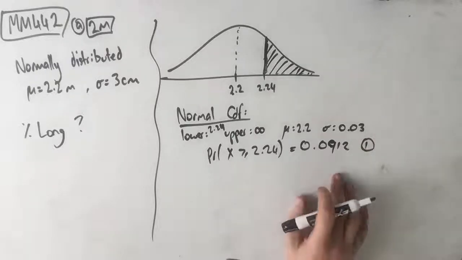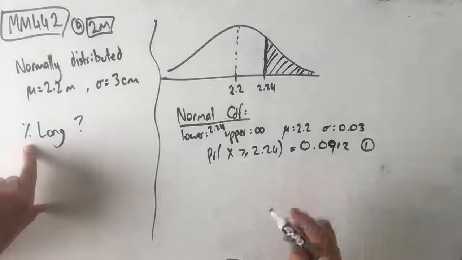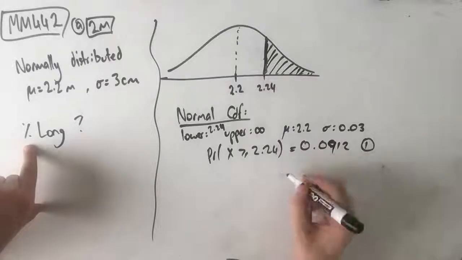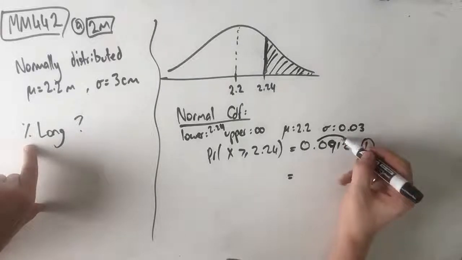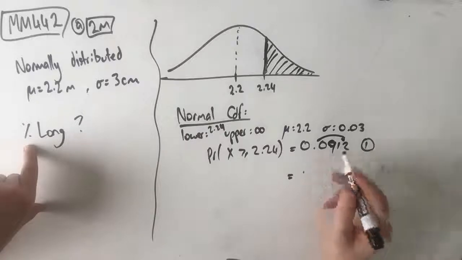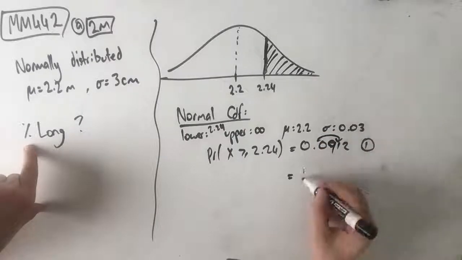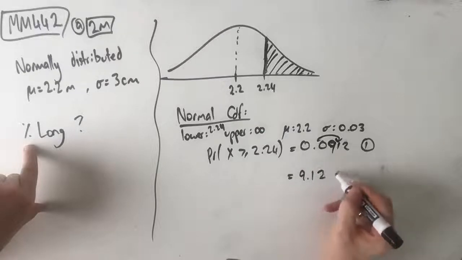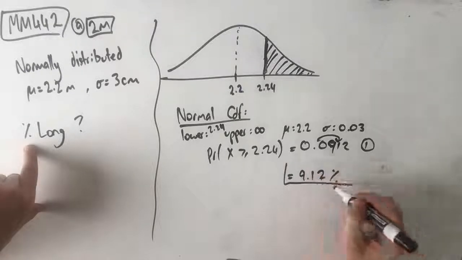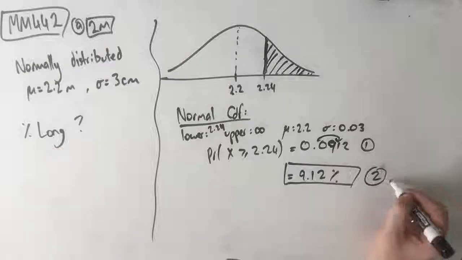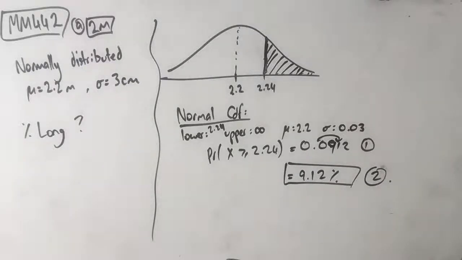But the question asks us for the percentage of poles, okay? So this is our decimal, and changing that into a percentage, we just take the decimal over by 2 points. Oops, that was 3. By 2 points to here, which means that we get 9.12% of these poles are long. This is our second and final mark for part A, and that's it. So guys, let's move on to part B.